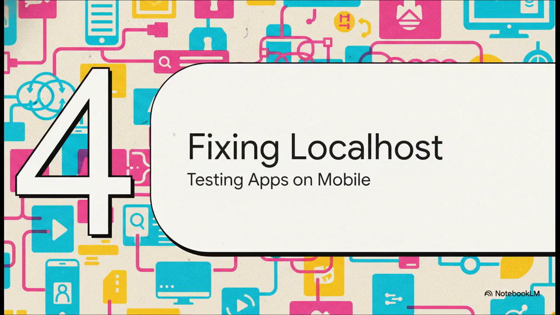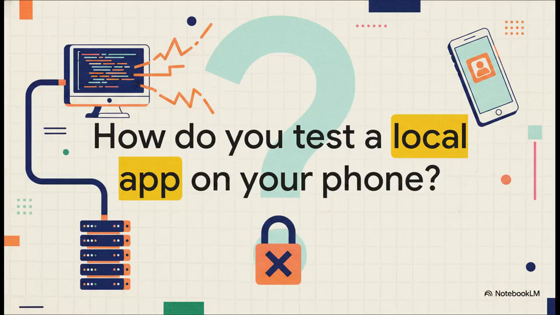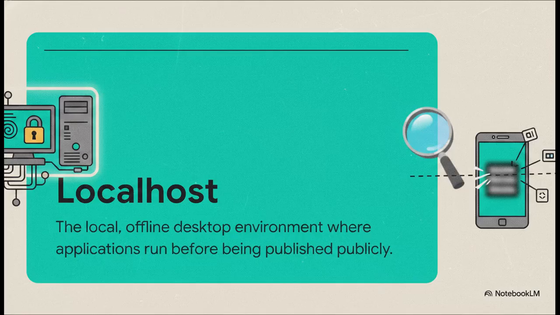All right, moving to Section 4, fixing the localhost problem and testing apps on mobile. Okay, so here's the big mystery. And honestly, the biggest friction point in all of this. If you're building an app or a website from your phone, but the code itself is actually being written and hosted on your desktop computer sitting miles away at home, how on earth do you test it? You can't exactly just type a web address into your phone's browser because the app isn't actually on the internet yet. To really get why this is a problem, we need to quickly look at what localhost actually is.